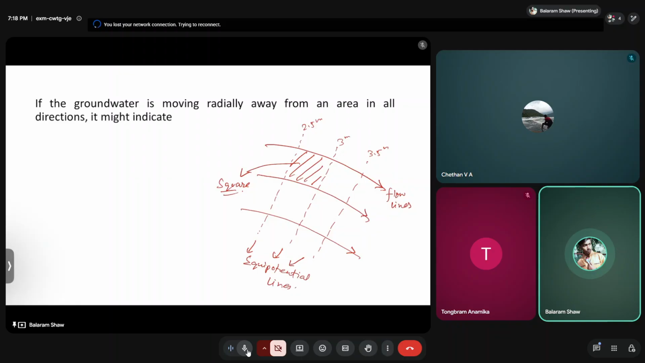So what is a flow net? A flow net is a graphical representation of two-dimensional steady state groundwater flow through an aquifer. So that is what a flow net is. How to construct flow nets we are not discussing in this lecture. Maybe we will do it in the next lectures.